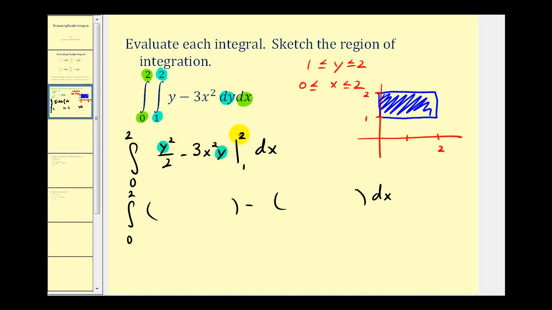Now because we integrate with respect to y, we're going to replace y with the values of 2 and 1. So when y is 2, we'll have 2 squared divided by 2, that's 2, minus 3x squared times 2, that's 6x squared. And now we'll replace y with 1, we'll have 1 half, and here we'll have minus 3x squared. So we'll have 2 minus 1 half, that's 3 halves, and then negative 6x squared minus a negative 3x squared, that'll be minus 3x squared.